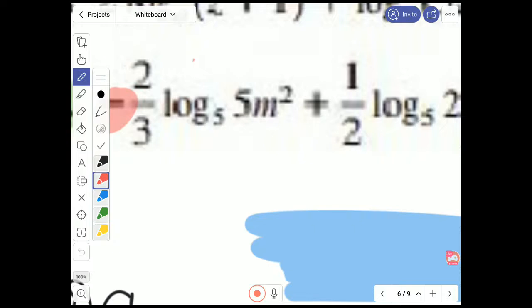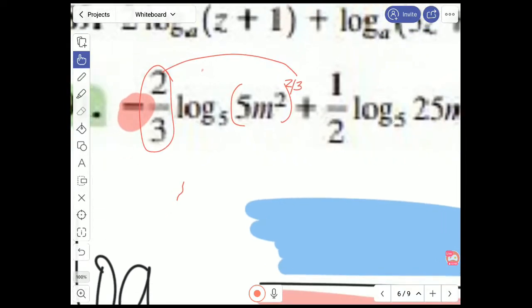Keep in mind that my coefficients become exponents. So it's going to end up being 5m squared to the 2/3 power. Now, I know that I did not bring that negative sign with it, and I did that on purpose.